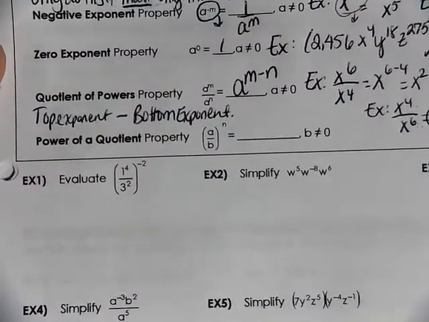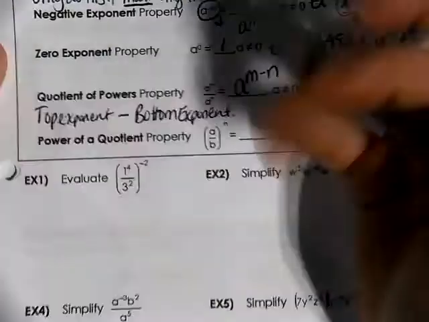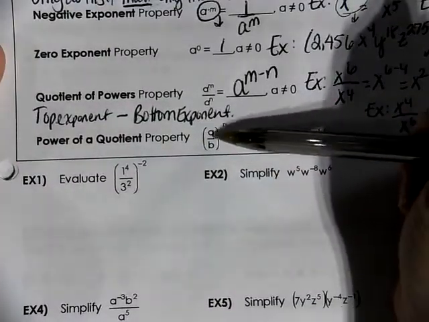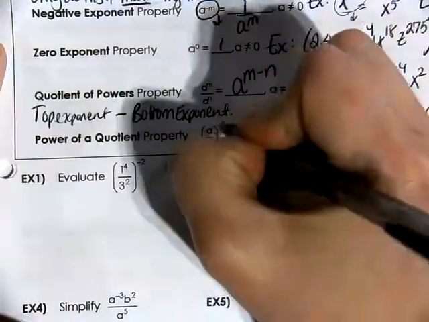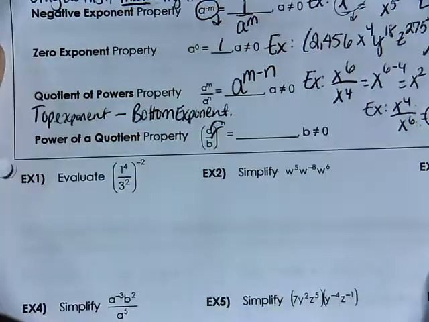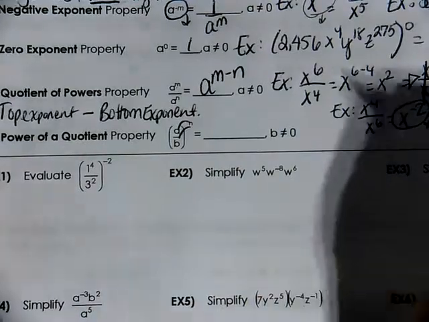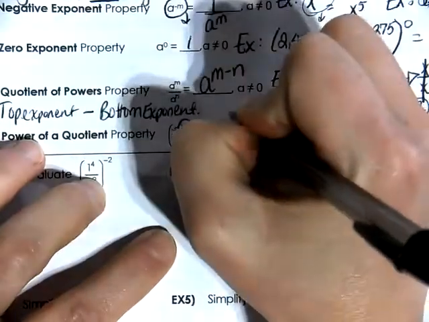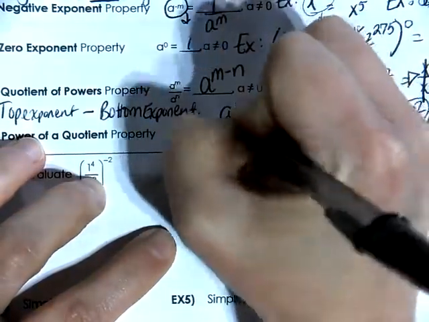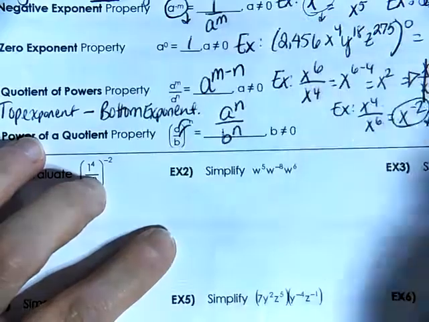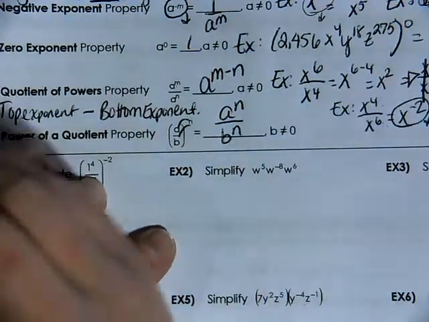Finally, we have the power of a quotient property, which means that if we have a fraction inside of a set of parentheses, we're going to distribute that exponent to each base in the numerator and the denominator. So this is going to be a to the nth power divided by b to the nth power.